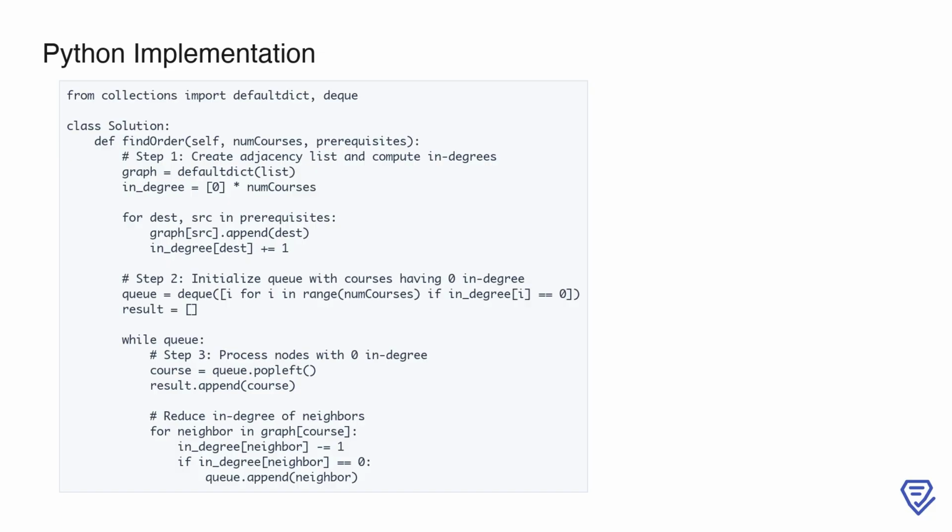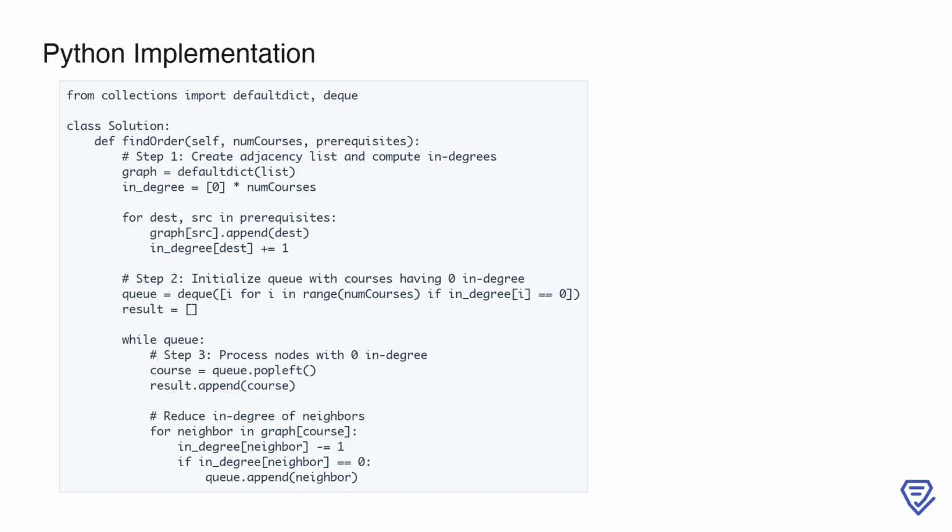Next, we identify all courses that have no prerequisites, which means their in_degree is 0. These courses are added to a queue, as they can be taken immediately. The result list is initialized to store the final order of courses. Then, we process the courses in the queue one by one. For each course, it is removed from the queue and added to the result list.